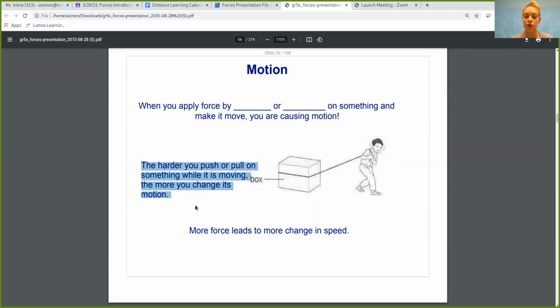So obviously, if we look at this picture here, we see that this person is pulling the box, okay? So the harder he pulls this box, the more it is going to move, okay? So ultimately, more force is going to lead to more change in speed. So the harder you're pushing or pulling on something, the more its speed is going to change because its motion is changing.